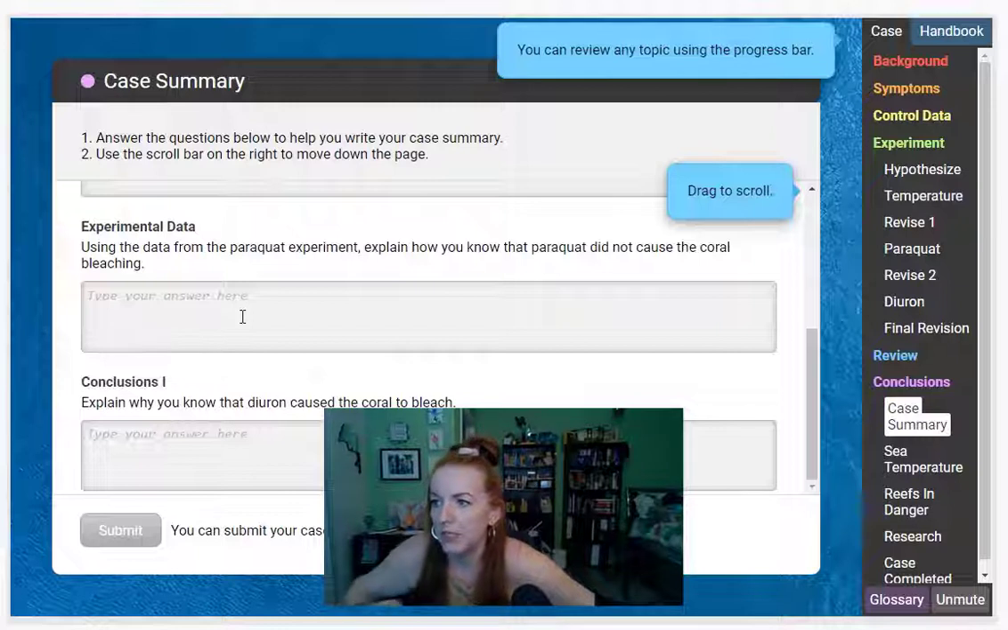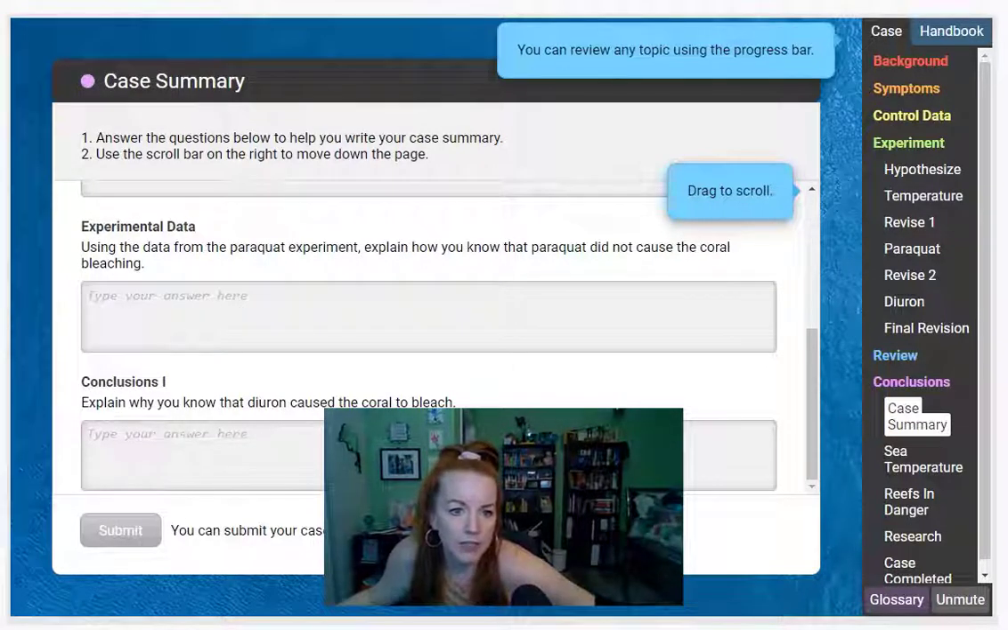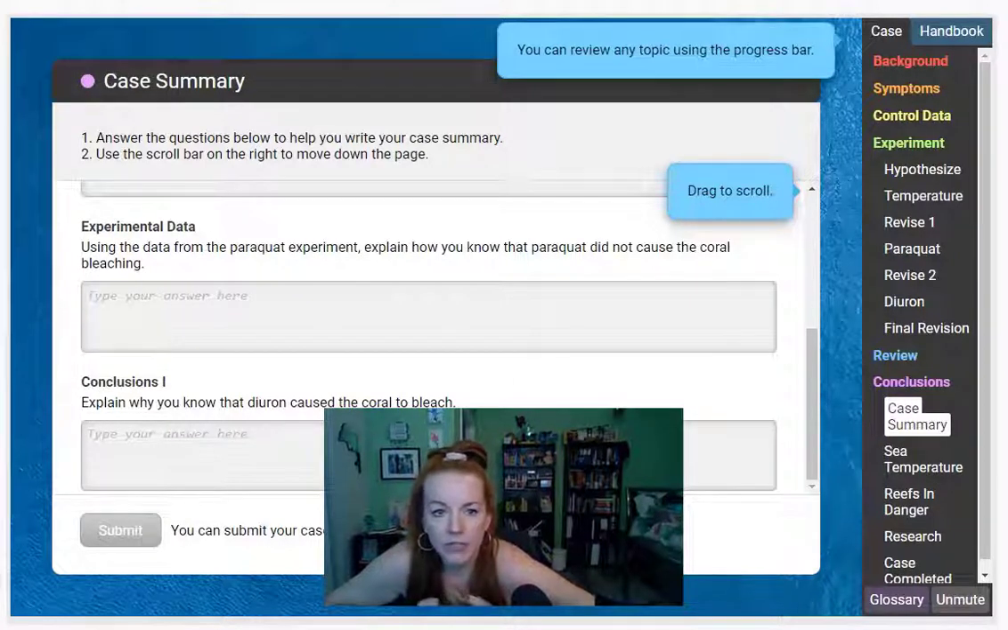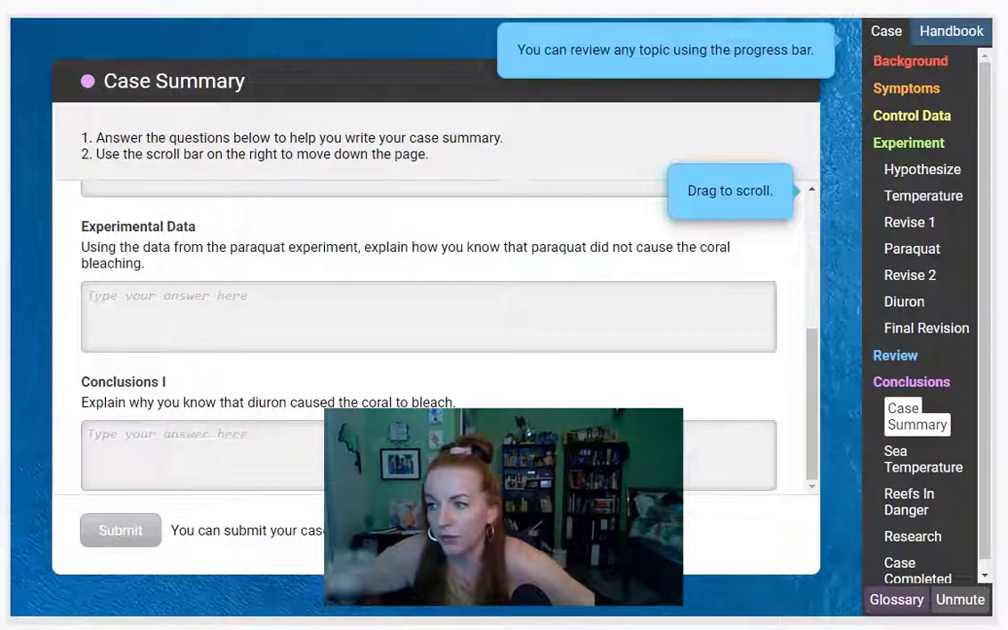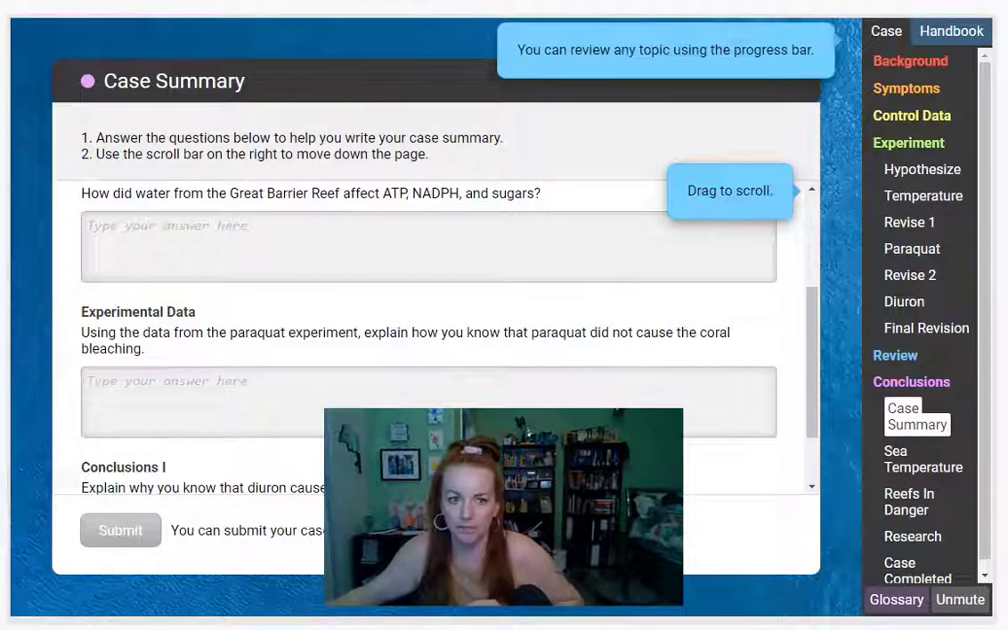Okay, the third question is talking about data from the paraquat experiment. Explain how you know that paraquat did not cause the coral bleaching. In this part of the question, I want you to talk about paraquat and the temperature inhibiting PS1, that's photosystem 1, and the Calvin cycle respectively. So that means they're inhibiting both. Then you'll tell us how this does not agree with the data that you just went over in the statement above, like the initial observations. How does this not agree with what was happening here? So that's how you're going to eliminate that as an option.